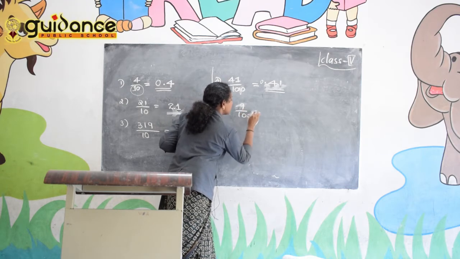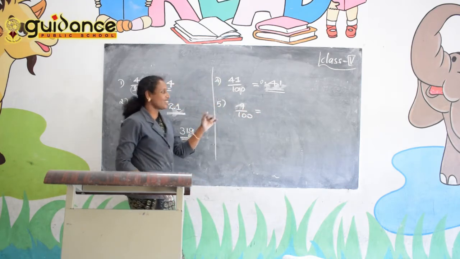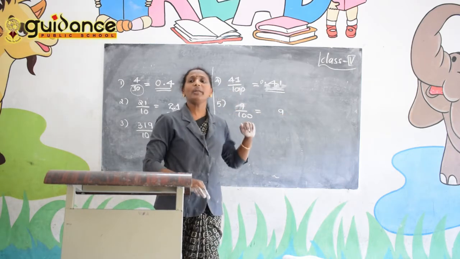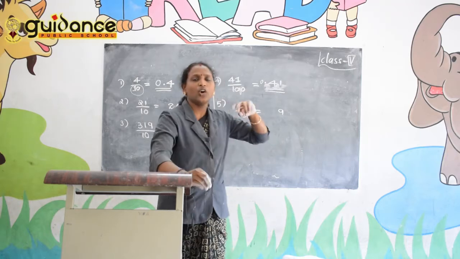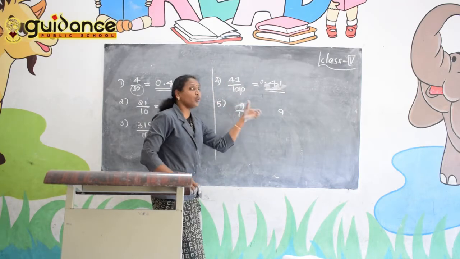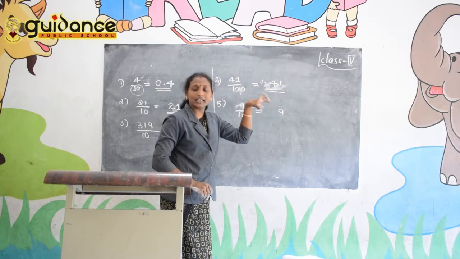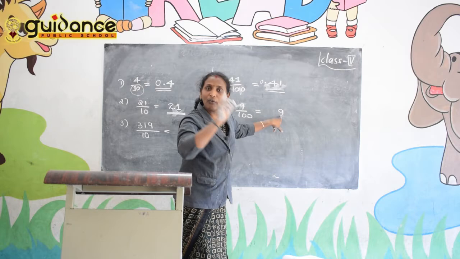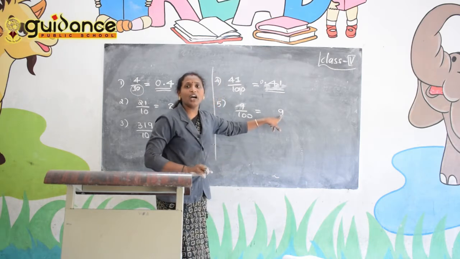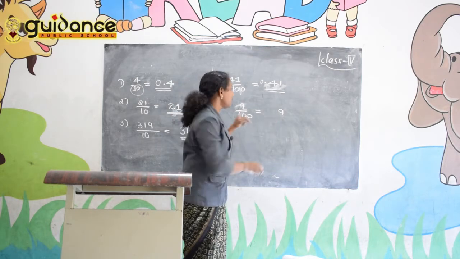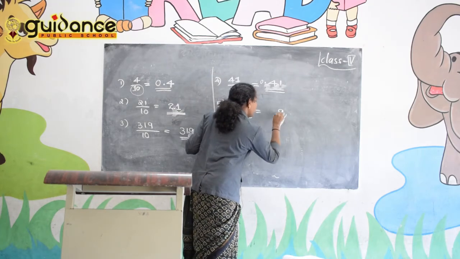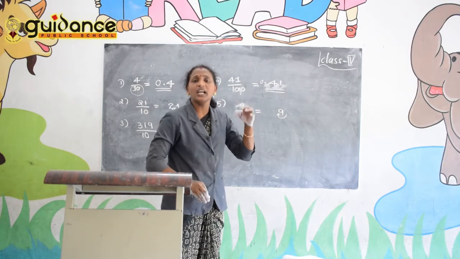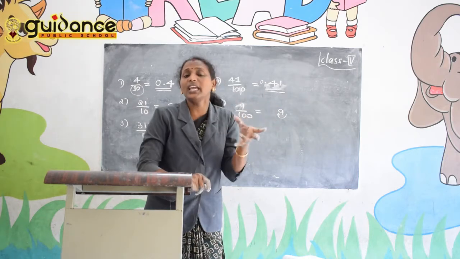9 by 100. In this case the numerator has only one digit, but the denominator has two zeros. What is our rule? Move two places to the left and put the decimal point. Here the numerator has only one digit, so we have one digit less. We will move one place here. Our rule says two zeros, so move two places to the left and put the decimal point.